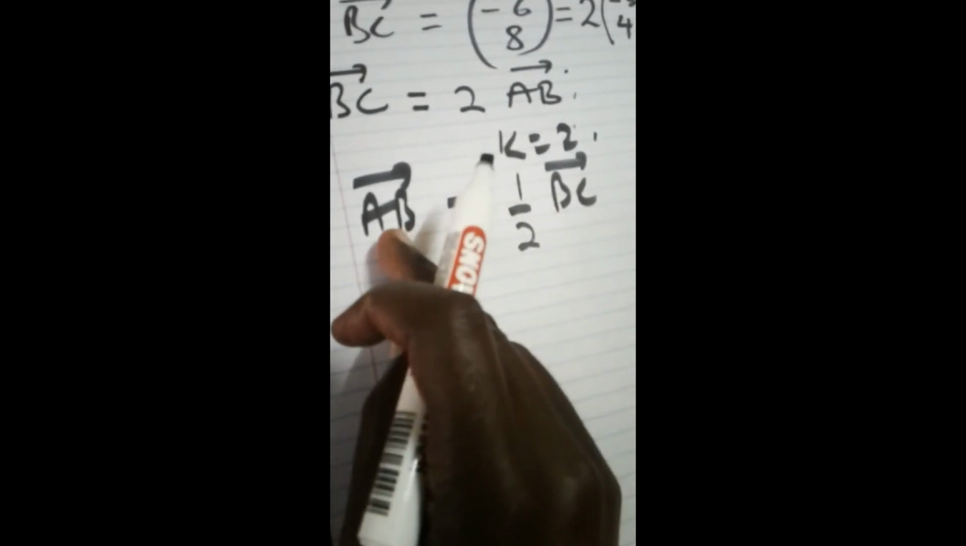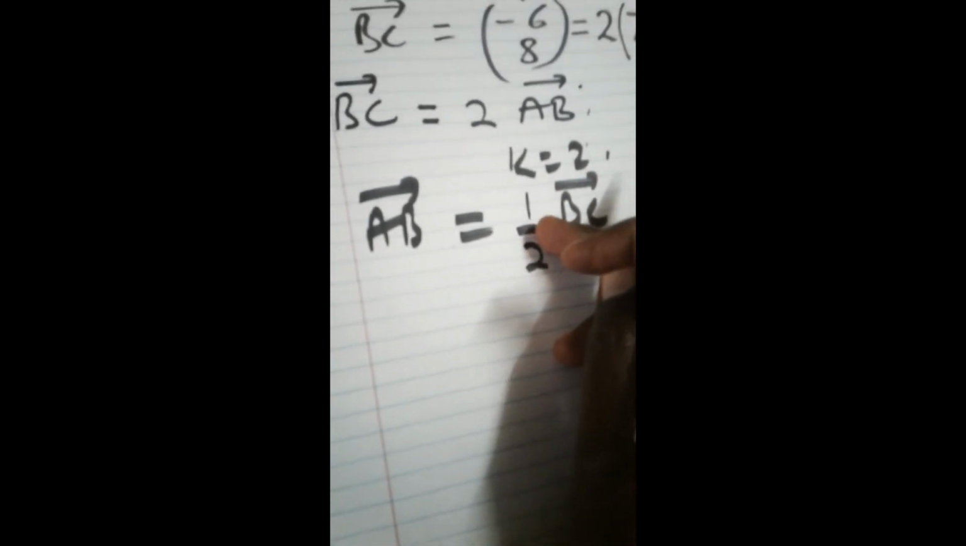meaning that AB is parallel to BC because AB is a scalar multiple of BC, where our scalar K is a half. But since they share a common point B, it implies that A, B, and C are collinear. So when you conclude, you say that AB is parallel to BC because AB is a scalar multiple of BC. But since they share a common point B, it means these 3 points A, B, and C are collinear.